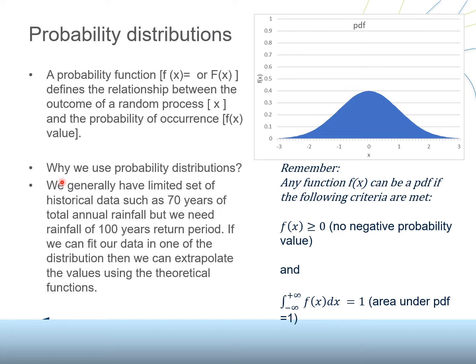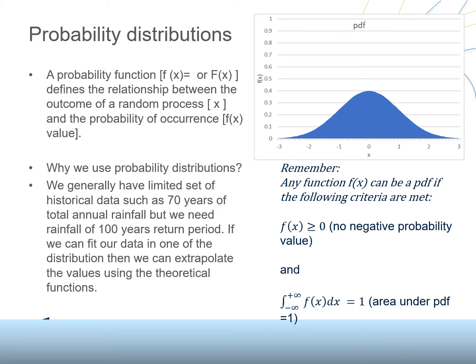Because if you take only hundreds of years of data, that's only a sample. There may be other periods with higher or lower rainfall or discharge, right? So outside that 100 years. So there is an uncertainty, and to solve this problem, we use probability distributions. So what does that mean? If we can fit our data to one of the distributions, then we can extrapolate the values. That is the main goal, to find rainfall of 100 years return period using 70 years of data and so on.